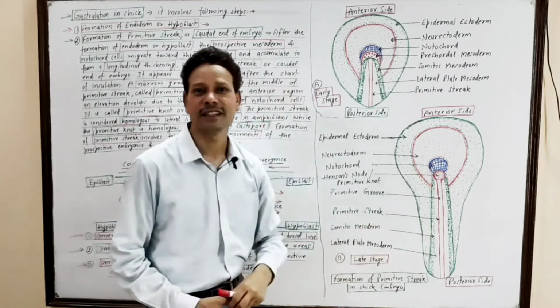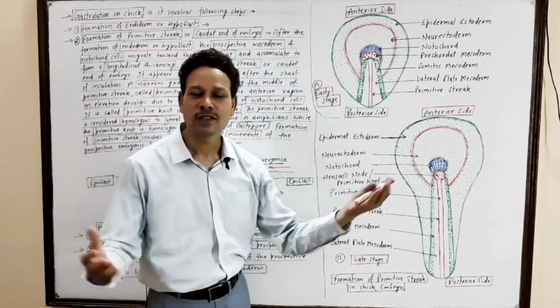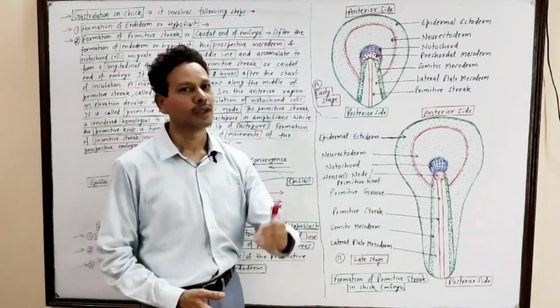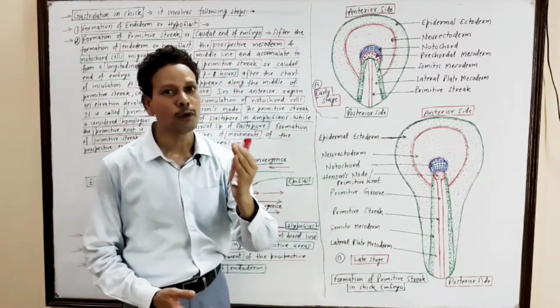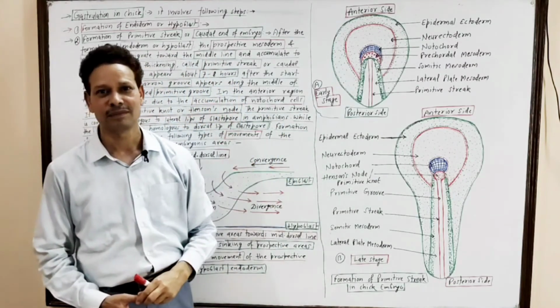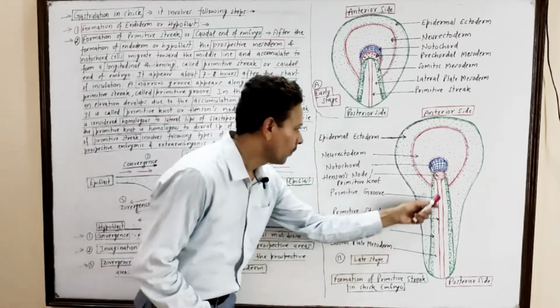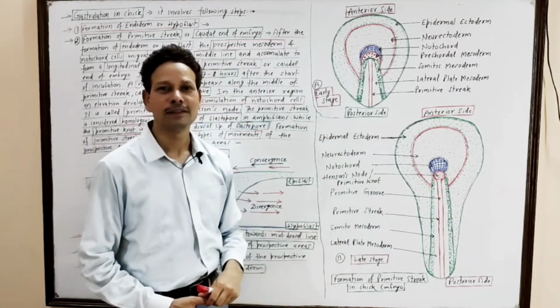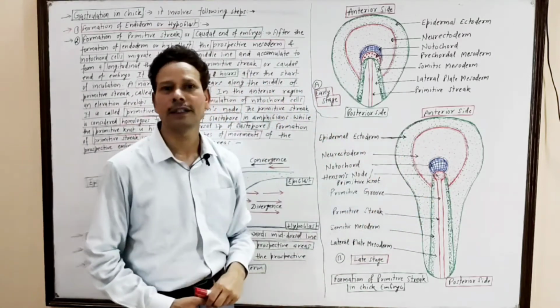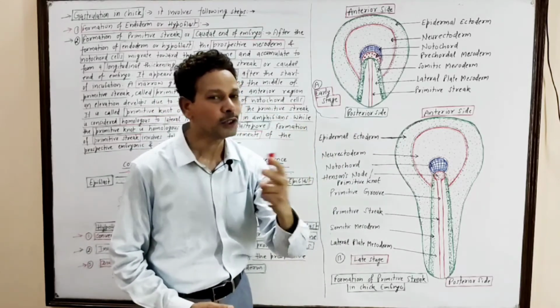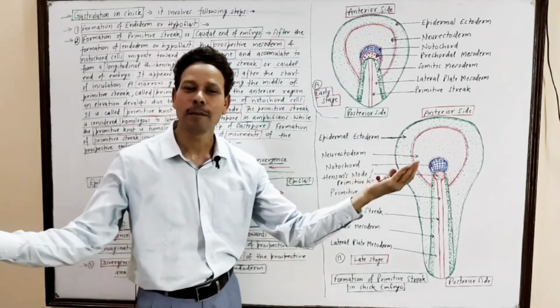This primitive streak is homologous to the lateral lips of blastopore of amphibian, while this Hensen's knot, this primitive knot, is homologous to the dorsal lip of blastopore.